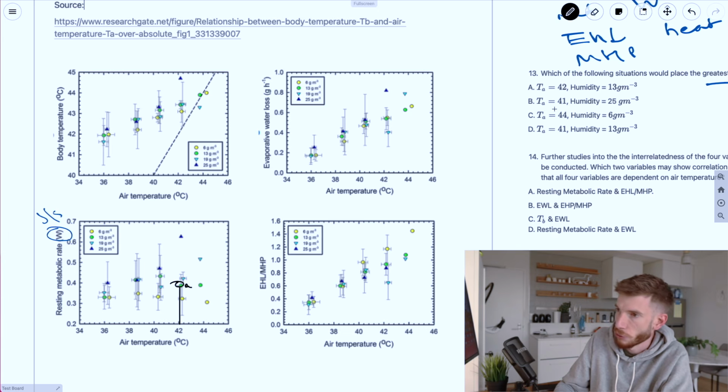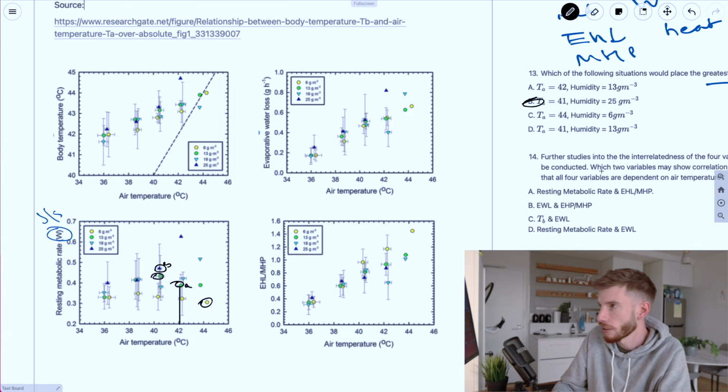B, 41 and 25. 25 was dark blue. That one's there, so that one's now winning. Then 44 and 6. Just down there, that's definitely not winning. And then 41 and 13, which doesn't even matter. All of them are below that other one. 13 was the green, like that. So it was option B. That one's not too bad.